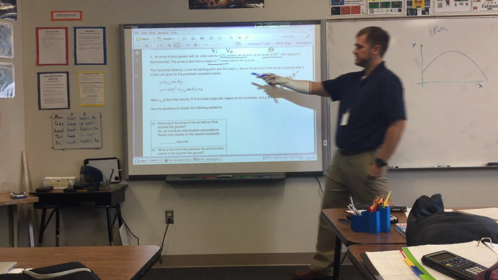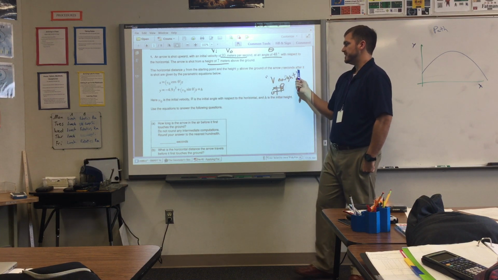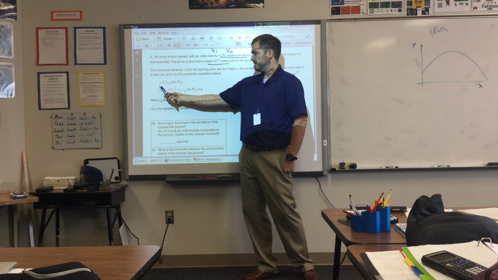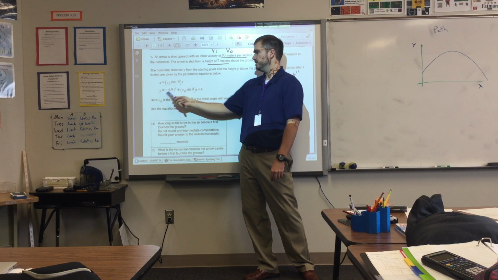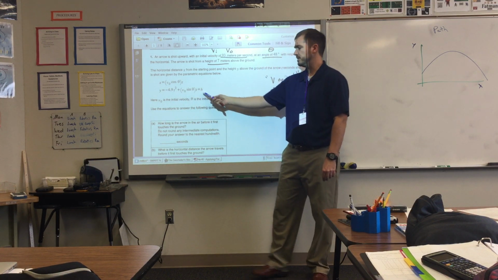The horizontal distance x from the starting point and the height y above the ground of the arrow t seconds after it is shot are given by these parametric equations. So the x position as a function of time is v naught cosine theta times t. The y is negative 4.9 t squared plus v naught sine theta t plus h.